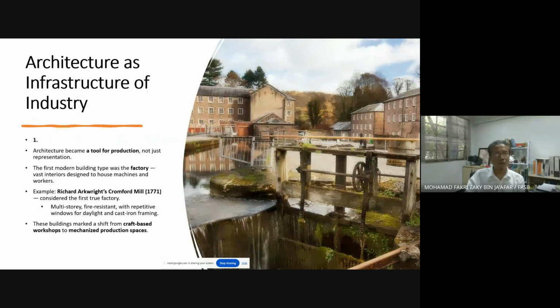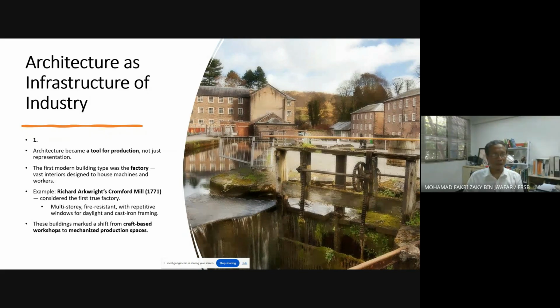Okay. So architects provide infrastructure for the industry. Among the first mills in Britain was Cromford Mill: multi-story, fire-resistant, with repetitive windows for daylight and cast iron framing. The need for bigger windows was really crucial because they didn't have electric lighting yet, so they need big windows. You need to rethink how your multi-story building is designed, so you will have daylight and you will not want to use candles or whatever in your factory.